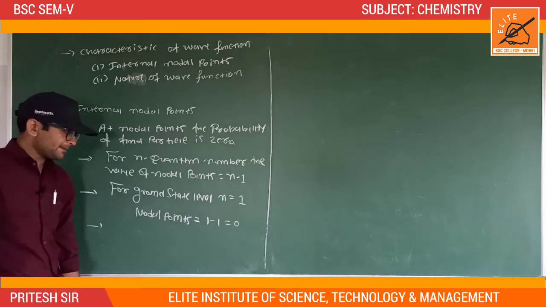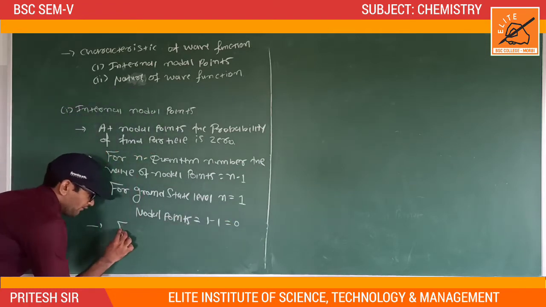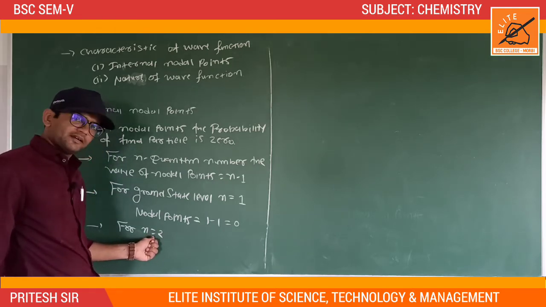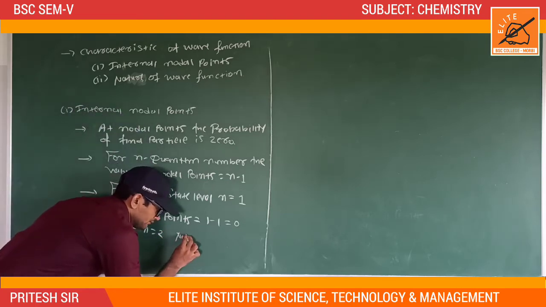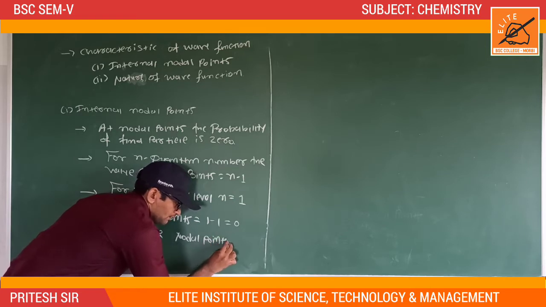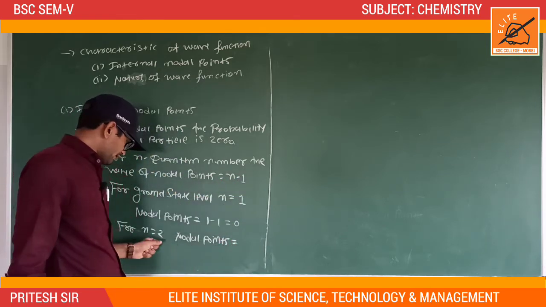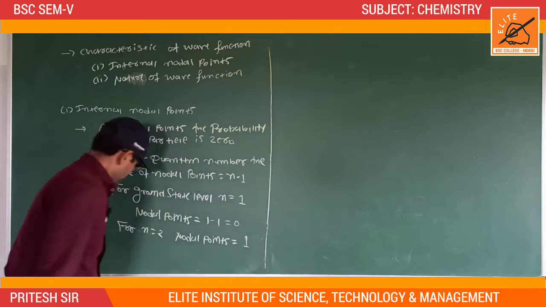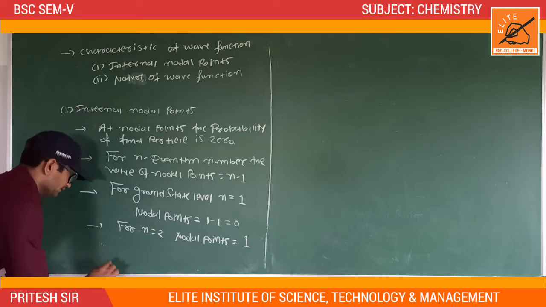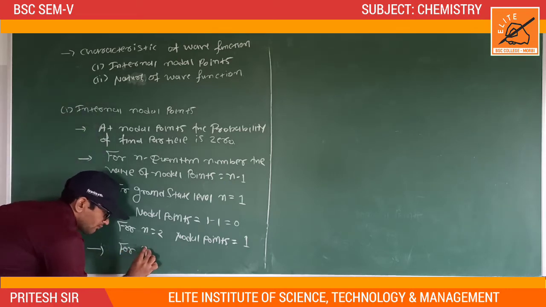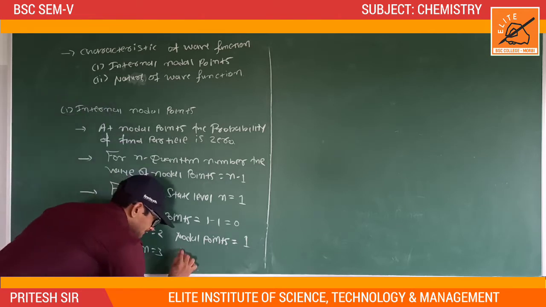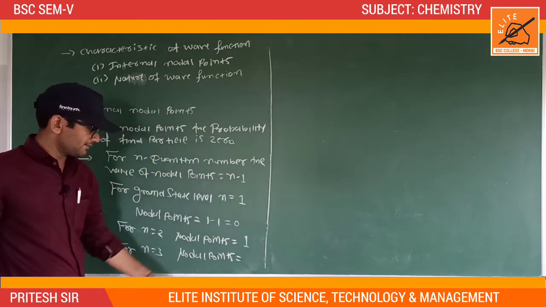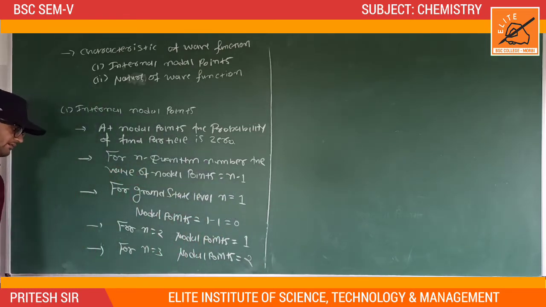So for next level, it means the value of n is equal to 2. So for n is equal to 2, it means second energy level, the value of n is equal to 2. It means the nodal points is equal to 2 minus 1, because here the value of n is equal to 2. It means 2 minus 1 is equal to 1 nodal point present at n is equal to 2, second energy level. Okay, so for n is equal to 3, the number of nodal points will become 3 minus 1. It means 2 nodal points are present in n is equal to 3 energy level.